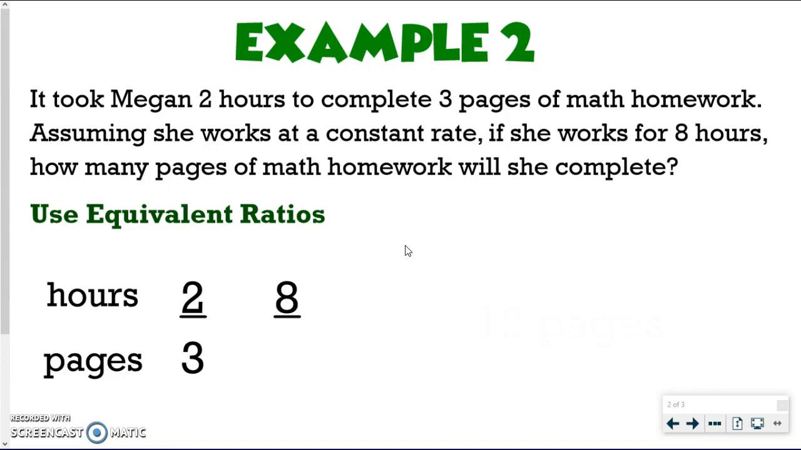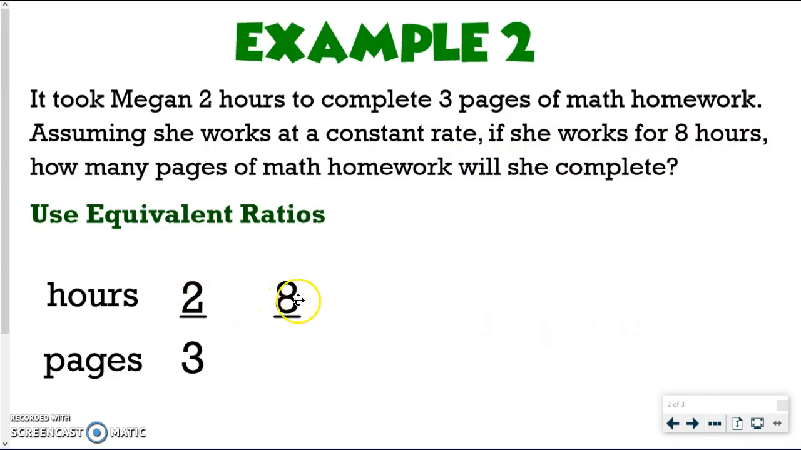So, anywho, sorting through this information, we know that our original ratio is 2 hours, so I've got 2 on top, I'm choosing the fraction way this time, compared to 3 pages of math homework that is completed. So 2 to 3, so hours compared to pages. Then they go on to tell us, well, what if she were to work 8 hours?